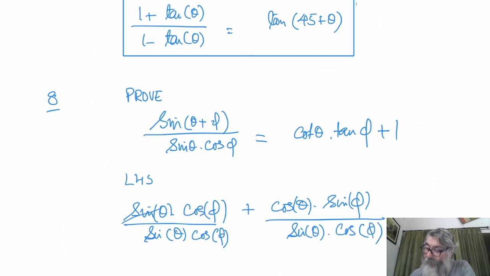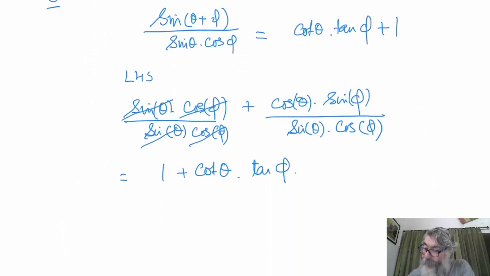Now this sine theta will cancel, cos phi will cancel. So it will become what? 1. Cos theta upon sine theta will become cot theta. And sine phi upon cos phi will become tan phi. So we can write it is equal to right hand side.